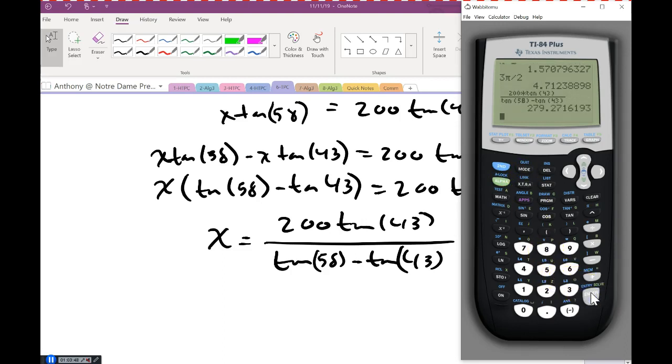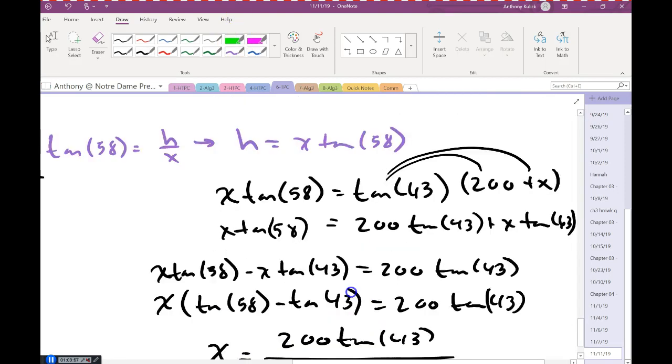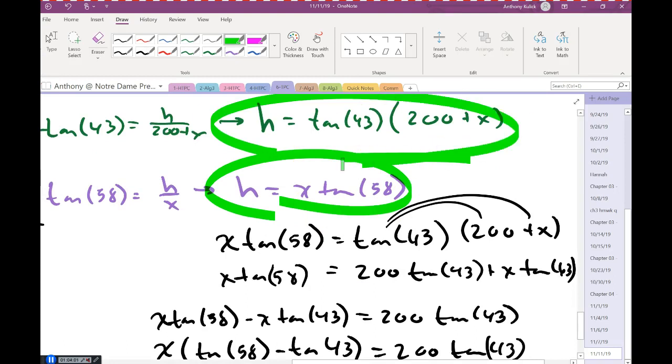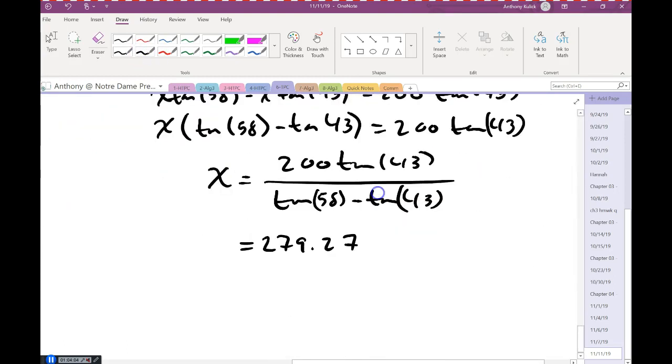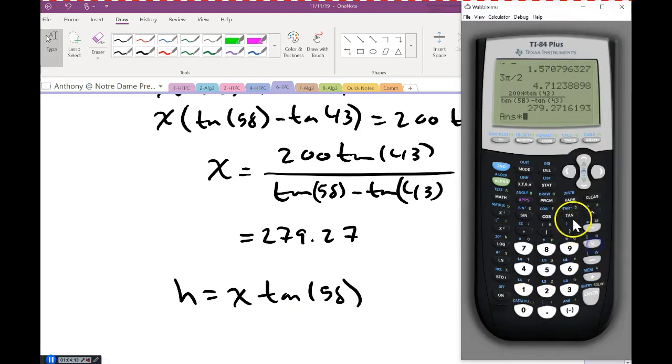So that gives me 279.27 for x. And then if I go back to either of these two equations, I can plug x in and get my value for h. So, for example, h is x times tan 58. So if I take this and multiply by tan 58, I get my answer there, 446.95.